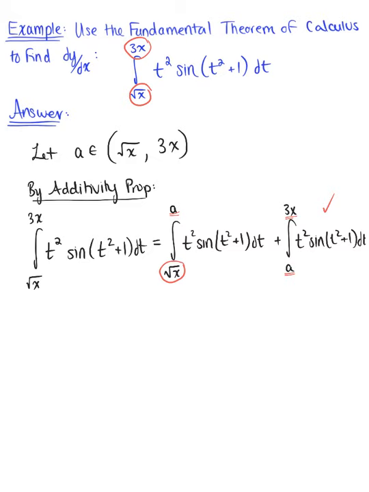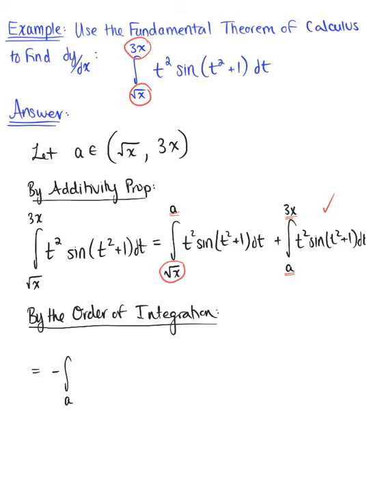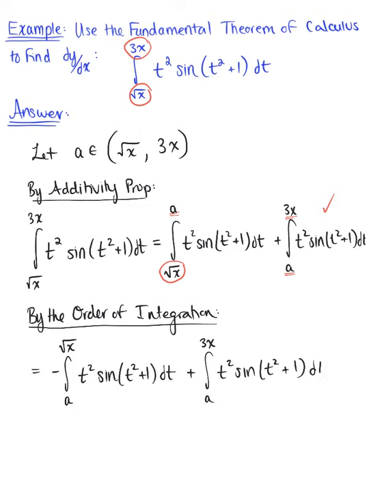And how can we do this? Well, let's apply the order of integration property. So by the order of integration, we can rewrite this definite integral as follows. This is going to be equal to minus the definite integral from a to the square root of x of t squared times sine of t squared plus 1 dt, plus the definite integral from a to 3x of t squared times sine of t squared plus 1 dt.